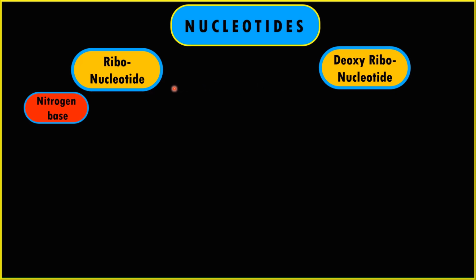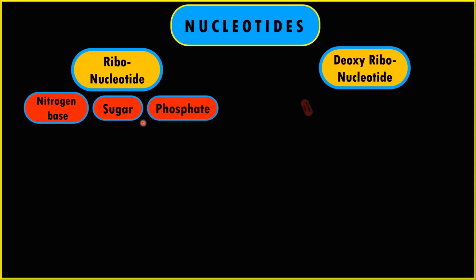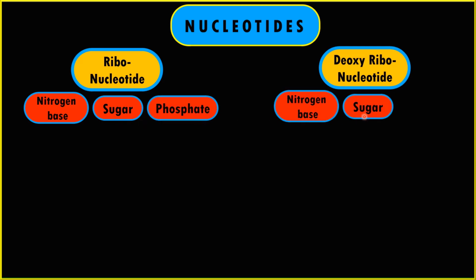Now these nucleotides are of two types depending on the sugar present. Ribonucleotides contain ribose sugar, whereas deoxyribonucleotides contain deoxyribose sugar. Nucleotide we have seen in the previous slide that they are made up of nitrogen bases, sugar and phosphate. Same is the case with this, nitrogen bases, sugar and phosphate.